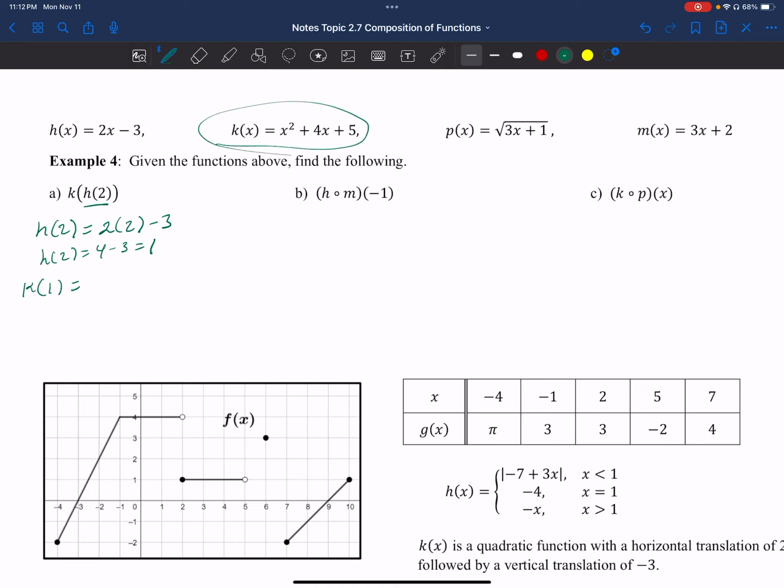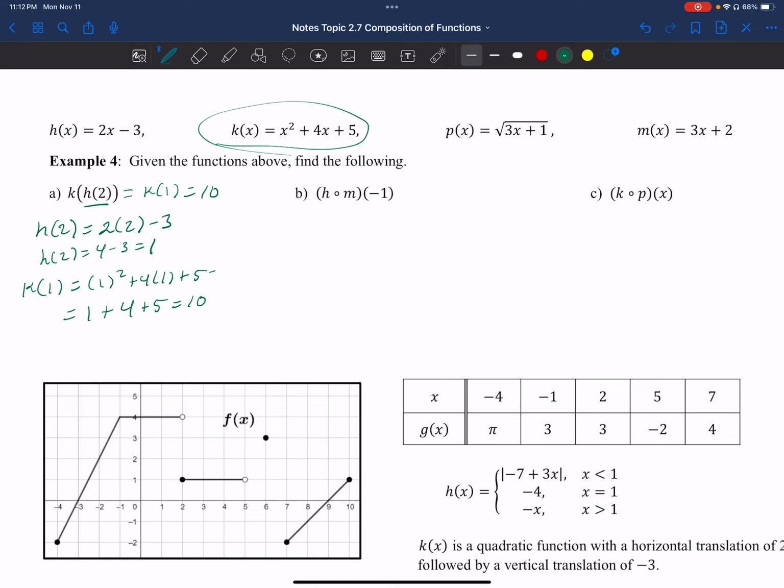Again, K is here, which is going to be 1 squared plus 4 times 1 plus 5. So 1 squared is 1. 4 times 1 is 4, plus 5, which will give me 1 plus 4 plus 5, which is equal to 10. So I'm going to say that K of 1 is equal to 10 once I write my answer.